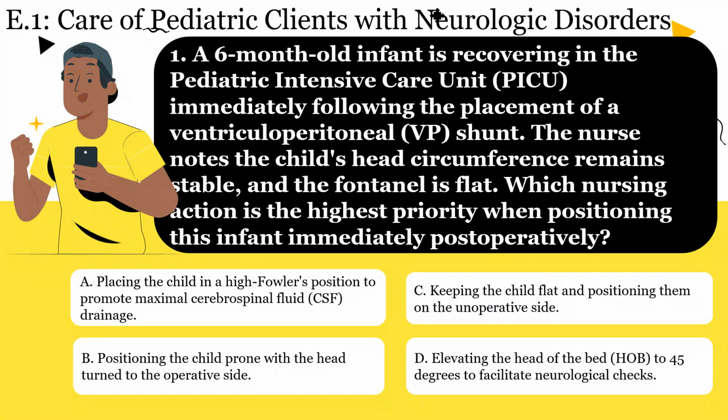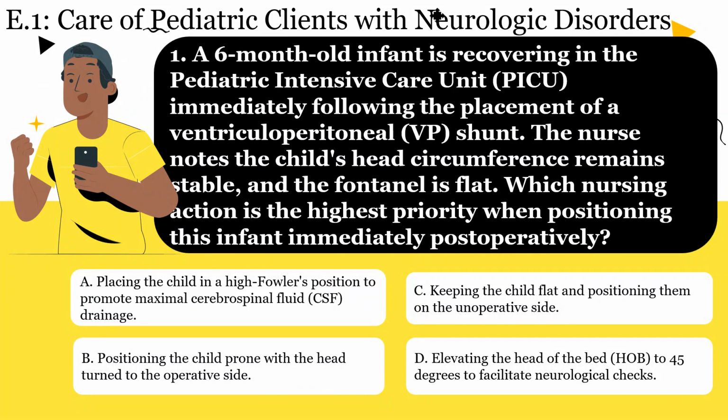Of course, if there are two options that are opposing, one of which is actually correct, so we will be choosing letter B and letter C. Letter A is eliminated, placing the child in a high Fowler's position to promote maximal cerebrospinal fluid drainage. Remember, after any neurological procedure, you need to position the patient on a log roll, or the patient should be turned as one, with no flexion. So letter A is eliminated. Letter A and letter D are the same because you're focusing on having flexion of the body, so that is eliminated. So the best answer for number 1 is letter C. That should be on the unoperative side.